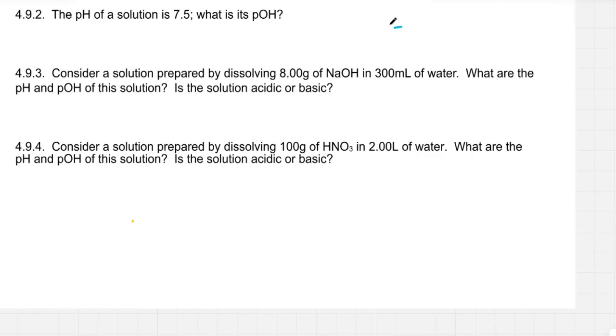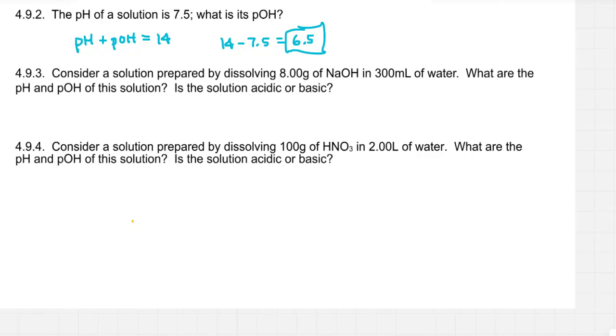Welcome back. We're practicing pH and pOH again. The pH of a solution is 7.5. What's its pOH? The rule for all of these is your pH and your pOH, at least at room temperature, add up to 14, which means 14 minus either p number gives you the other p number. So in this case, 14 minus our pH of 7.5 is 6.5. That's our pOH. Easy.